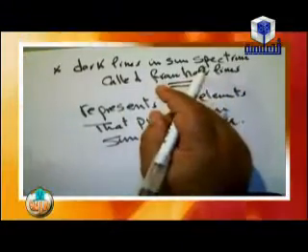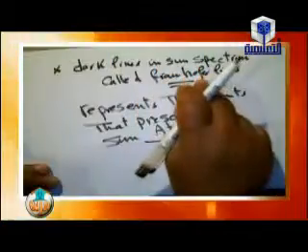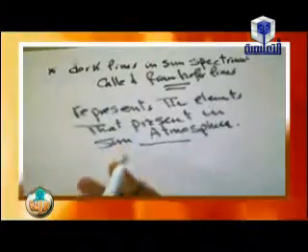This element will make the dark lines in our spectrum, in the solar spectrum. So these lines represent the element which is found in the atmosphere of the sun, and Fraunhofer is the man who discovered these lines.